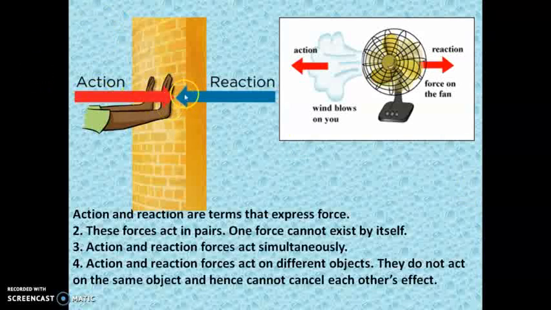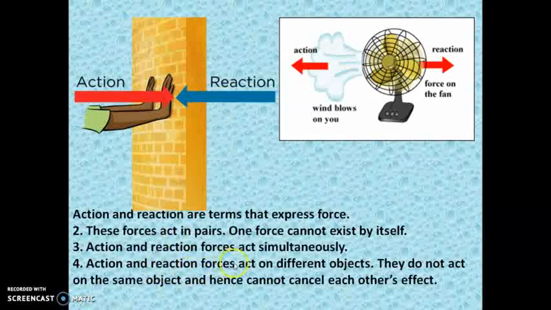So this is an action force. Now which two objects can you see here? You can see hands and you can see a wall. And you can see a reaction between object 1, the hand, and object 2, the wall. What we have studied: object 1 gives the action force, object 2 gives the reaction force. So action and reaction forces are acting simultaneously, together.